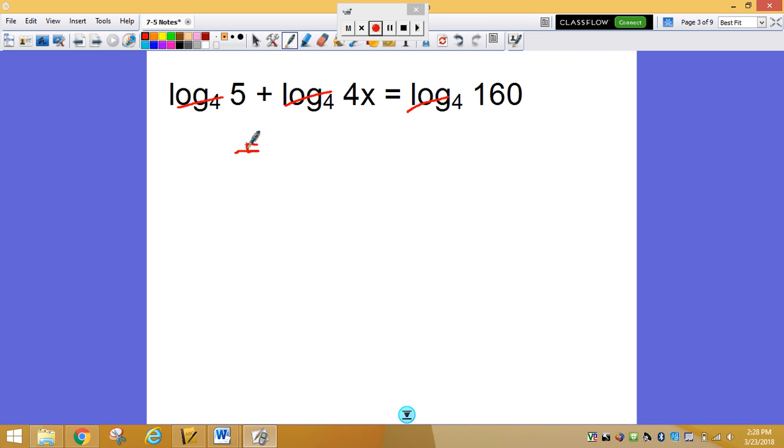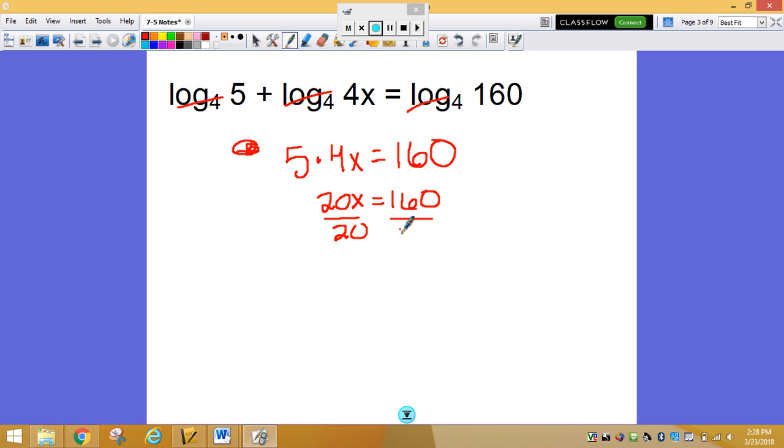So this is 5 times 4x, because plus means to times, equals 160. 5 times 4 is 20. To move your 20, the opposite of multiplying is dividing. So x is 8. Let's do another one.